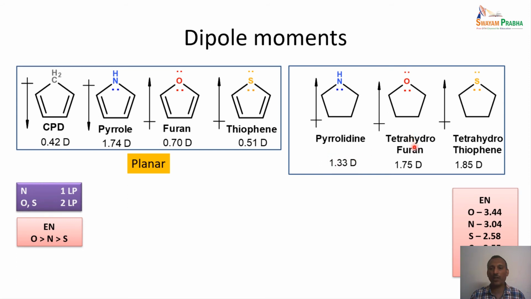Whereas in the case of tetrahydrofuran and tetrahydrothiophene, what happens is these double bonds no longer exist in these two cases. So the electron pulling by the pi bonds towards itself, that is the electron density on this part of the molecule, is completely removed. That is the reason the lone pairs have the largest electron density, due to which the dipole moment is very high in the case of tetrahydrofuran and tetrahydrothiophene.